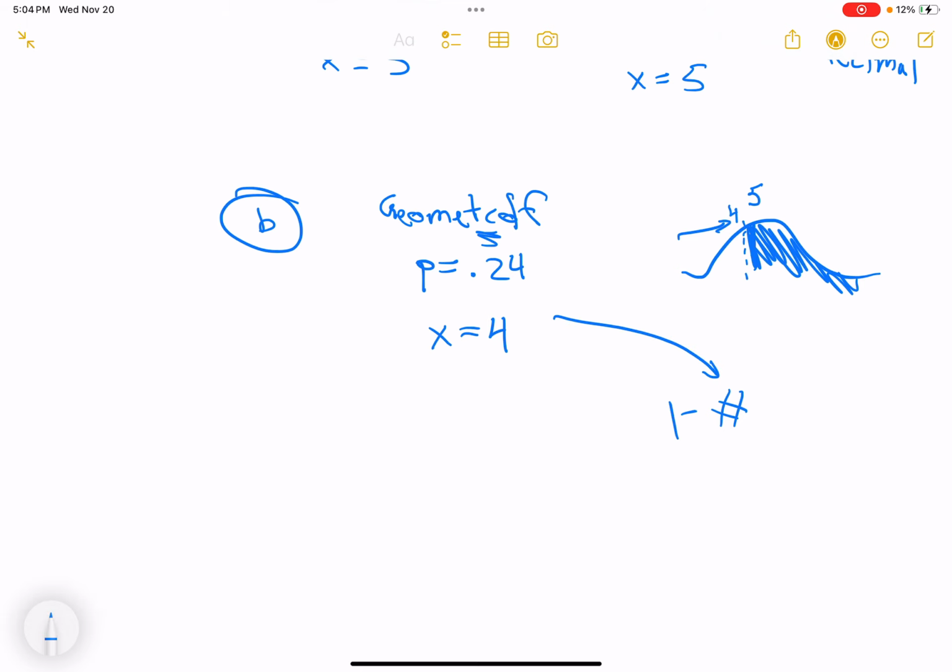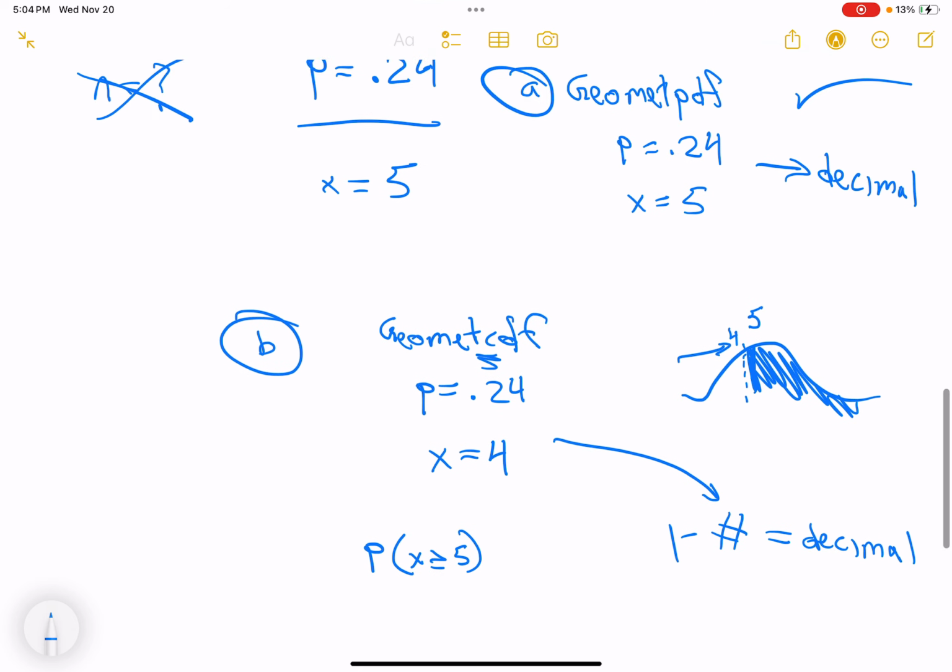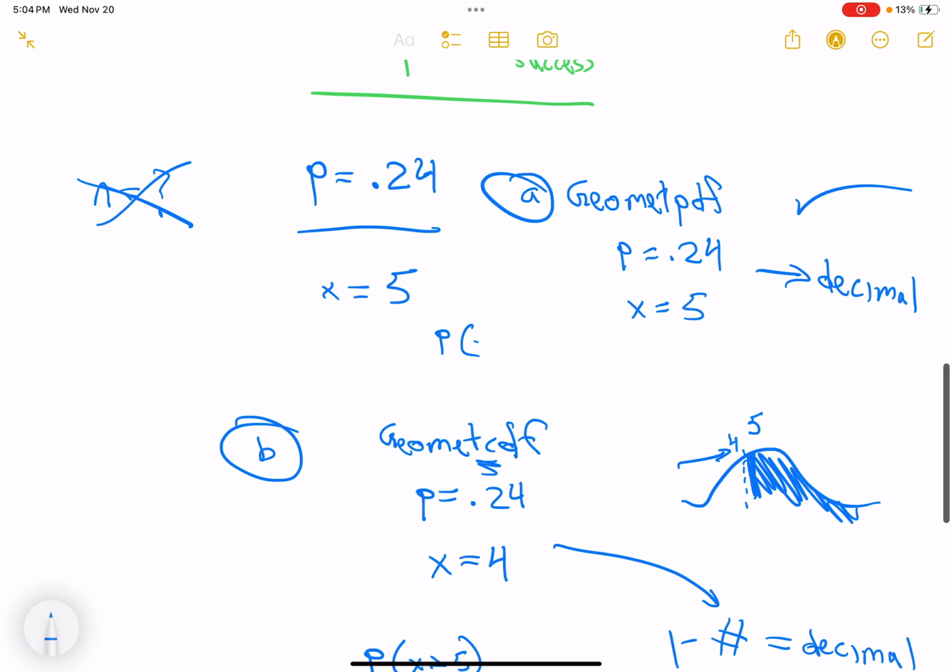Right, so I will get my number, and I will do 1 minus that number, and that as a decimal will be the odds, or the probability, I should say, both of which are functional, that you will sample 5 or more 12-year-olds, okay? And that shows up as probability X is greater than or equal to 5, right? Versus this top one was probability X equals 5 exactly.